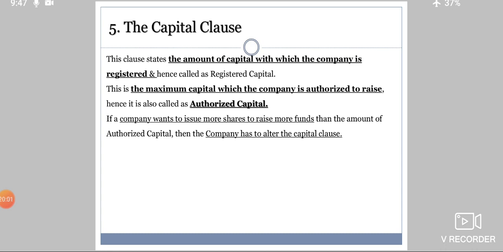See, this is the maximum capital which the company is authorized to raise. Now I have taken permission for 10 crores. That means that is my limit to raise capital. Hence it is also called authorized capital. And if a company wants to issue more shares to raise more funds, and wants to exceed the amount of this 10 crores, the company has to alter the capital clause. The company has to make a change in the capital clause, and then the company can raise more capital.